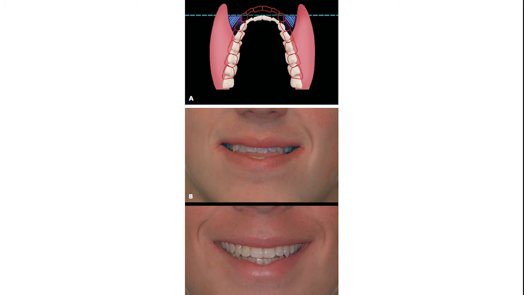There is likely to be considerable individual variation in the degree of increase in intercommissural distance in smiling. The greater this increase, the greater the potential for lateral negative space in smiling.